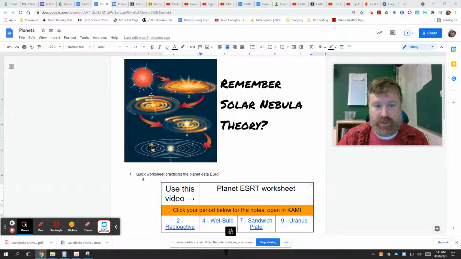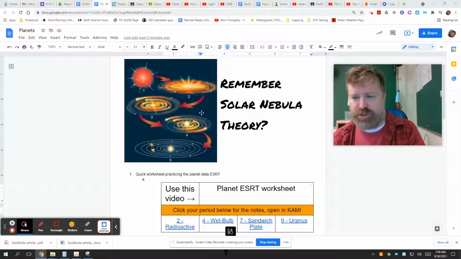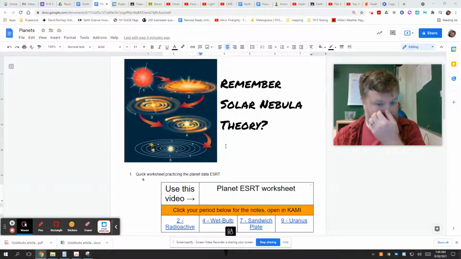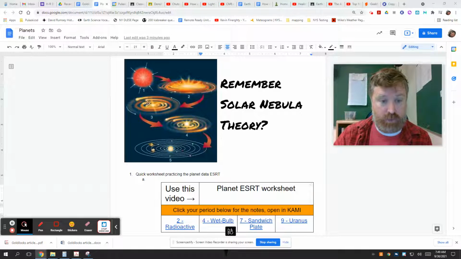So as it contracts, a star forms in the middle when fusion starts. That one vocab word I don't think we're quite there yet. We're going to practice that a little bit more. When fusion starts in the middle, you'll have yourself a star.